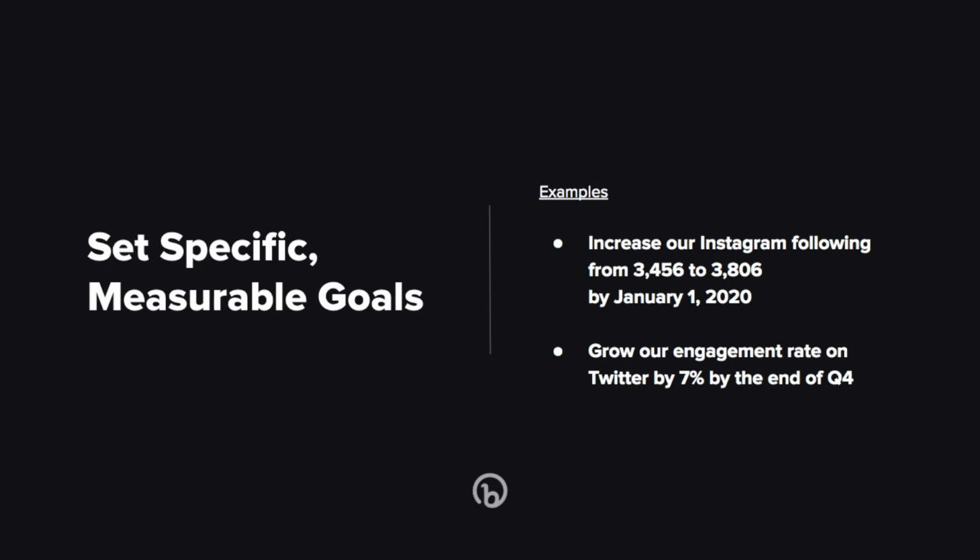Take these two goals you see here, for example. You'll want to define the channel, set a very specific goal you can measure, and assign a deadline for meeting that goal. So people often come to us with goals like they want to increase the number of likes they get on Facebook and Twitter.